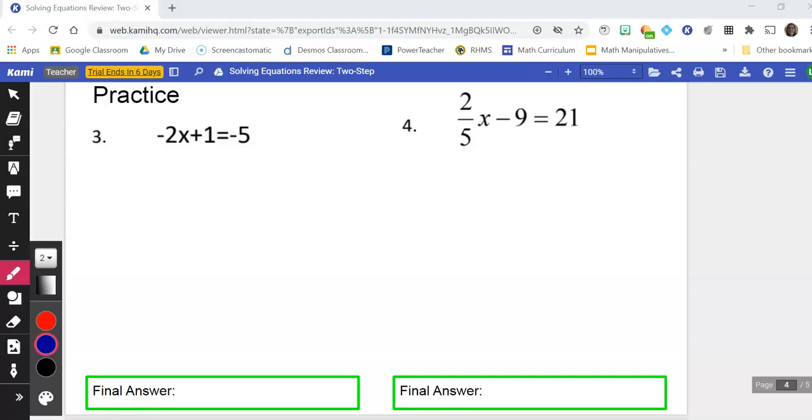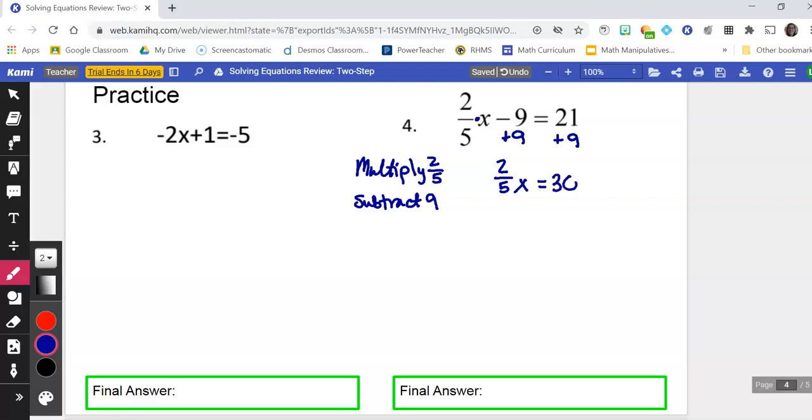So if you look at number 4, there are two things happening on the side with the x. It may seem a little weird, but this fraction and x are actually being multiplied. So we're multiplying by 2/5, and then if you notice, we have minus 9, which means we are subtracting 9. Now, we need to get rid of this 9 first, so we're actually going to add it. So the inverse of our subtraction is addition. So we're going to have 2/5 x equals 30.